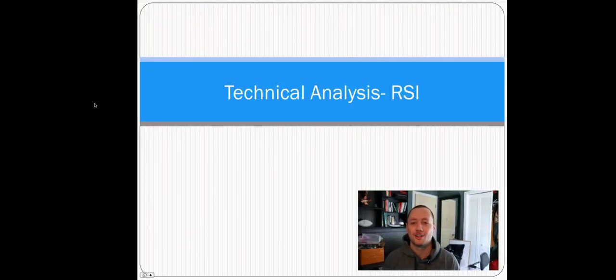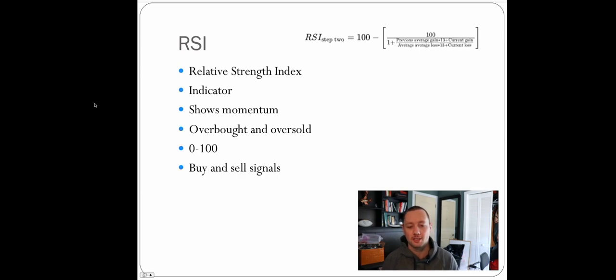Today we are looking at technical analysis using the RSI indicator. So what is the RSI? Well, it stands for Relative Strength Index, and it is an indicator that we are going to use when trading and looking at our charts to determine whether or not we should buy or sell. We use this indicator because it shows momentum in a stock.